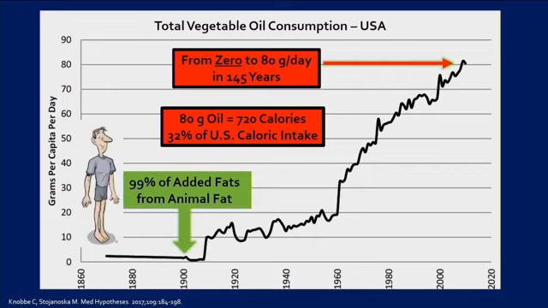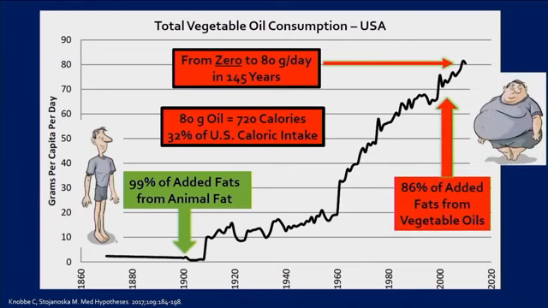Now, in 1900, 99% of our added fats came from animal fat. By the way, this is all published data. I'll tell you the one time that is not published data. Everything here is published. In 2005, 86% of added fats came from vegetable oils. So the vegetable oils almost completely supplanted animal fats: lard, butter, and beef tallow.